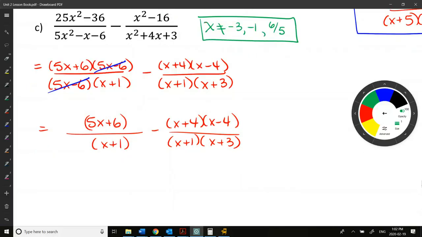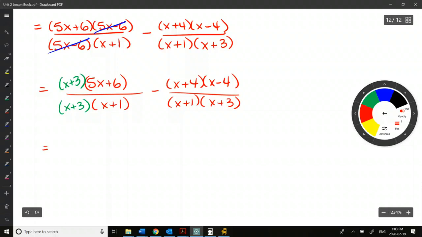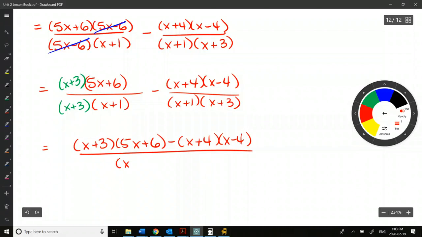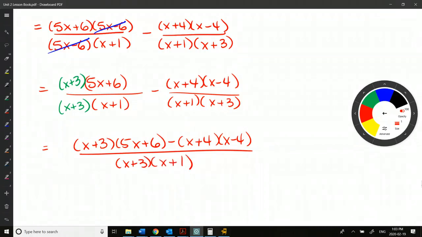Okay, so now each side needs what the other side has. They each have an x plus 1, but the one on the right has an x plus 3. The one on the left needs that. So we'll put that in.